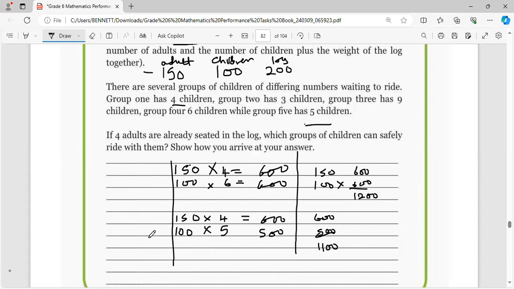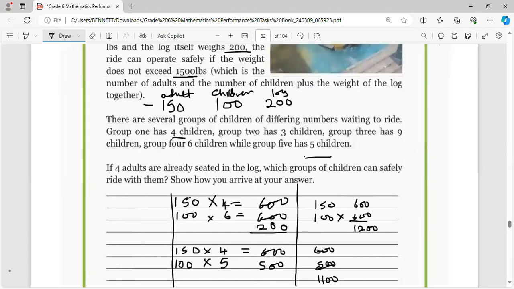Sure, I got group 4. Only group 4? Yeah, because if you multiply 6 by 100, 600, and the adult weight is 600, so this is 1200, and plus you have to add the log's weight also. All right, so you add the log to yours, which is 200. I was a bit surprised that persons ignore the log. That's what I was thinking, how are we ignoring the log? Look what it says, guys.